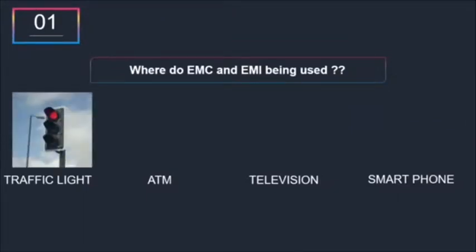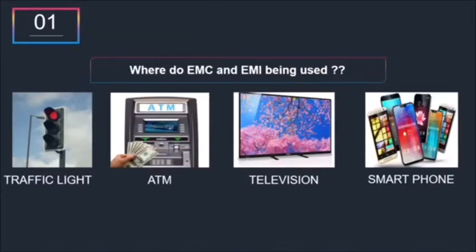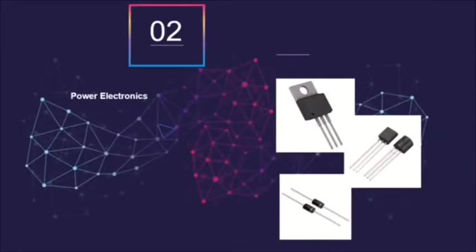Where do EMC and EMI matter? Traffic lights, ATMs, televisions, and smartphones, which you are currently using. So what is the main purpose of EMC and EMI? In these modern technologies, this system is used to deliver power for maximum efficiency, to cut costs, and to work in an integrated circuit.